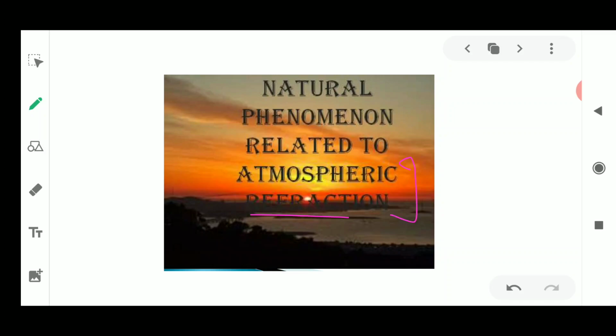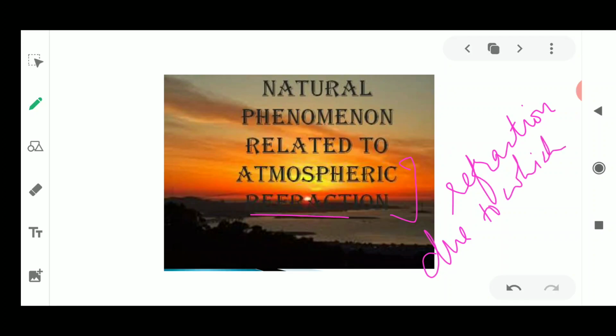Atmospheric refraction is a process of refraction due to which the light rays are refracted. There are changes in the optical density, so the refractive index is being changed. What is being changed here is the optical densities.